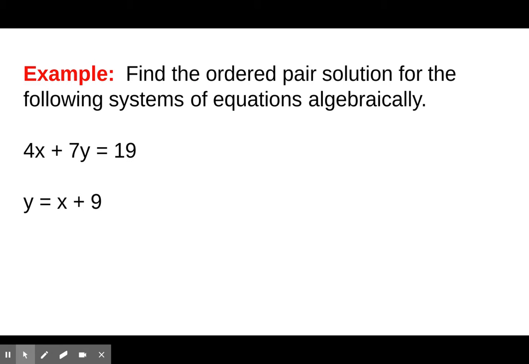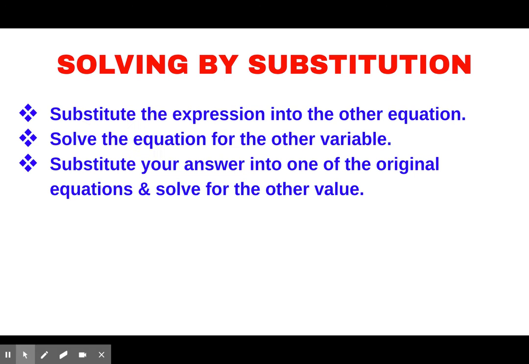If we look at this example today, we have two equations: 4x plus 7y equals 19, which is a linear equation in standard form, and y equals x plus 9, which is a linear equation in slope-intercept form. In this example, we want to find the ordered pair solution for the following system of equations algebraically. There are two ways to find a solution to a system of equations algebraically. The way we're going to learn today is by using substitution.